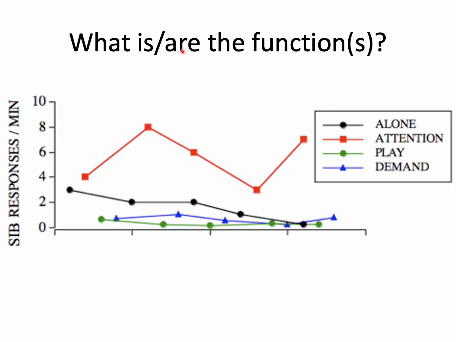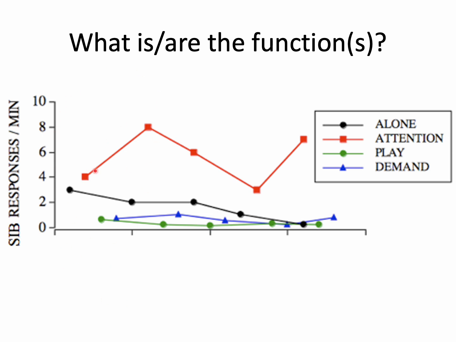Now let's look at this functional analysis. This functional analysis is looking at the responses per minute of self-injurious behavior. SIB is an acronym that we use for self-injurious behavior in this field, and it's used in some different fields as well. What we see is that at the beginning, when they first got started with the functional analyses, the behavior was actually occurring across all of the different conditions.